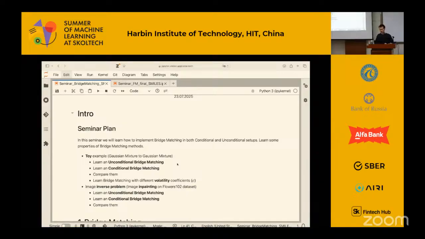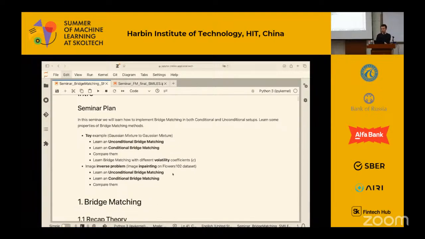So we will go through two examples. The first example is a toy example. It will be a Gaussian mixture to a Gaussian mixture, so it's like a general translation from one distribution to another distribution. We will learn unconditional bridge matching, compare them, and vary the volatility coefficients for bridge matching methods.